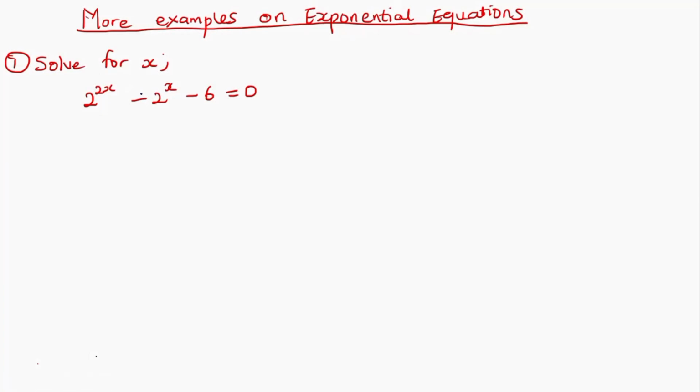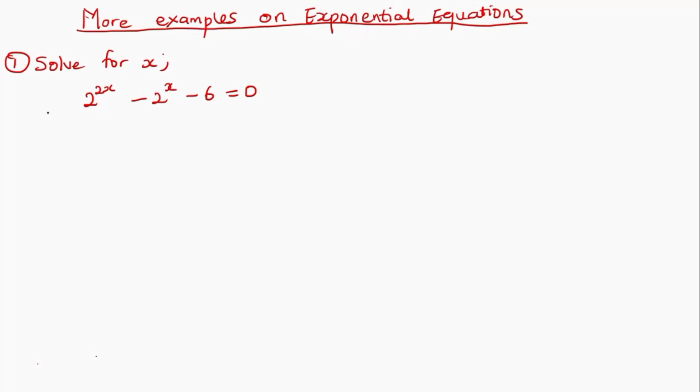So right here, guys, I'm going to solve more questions on exponential equations. We have this question that says solve for x: 2 raised to the power of 2x minus 2^x minus 6 is equal to 0. Work with me as I solve this question.